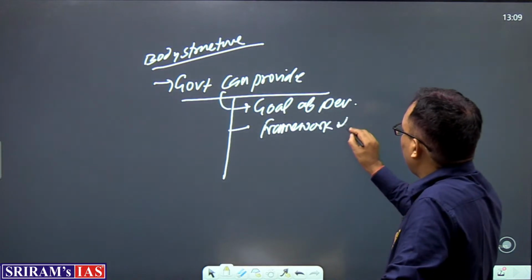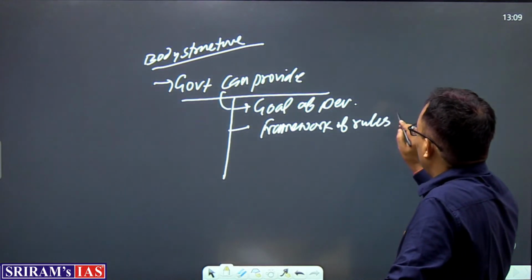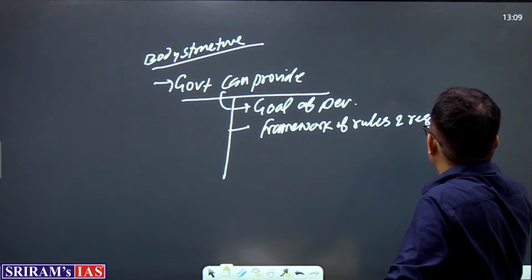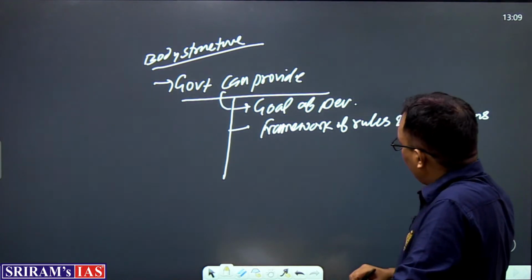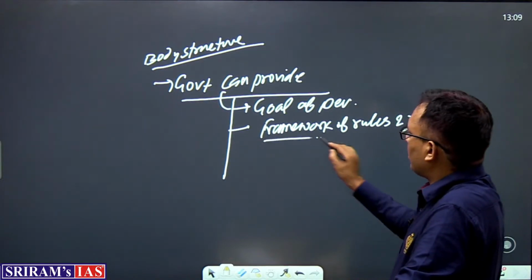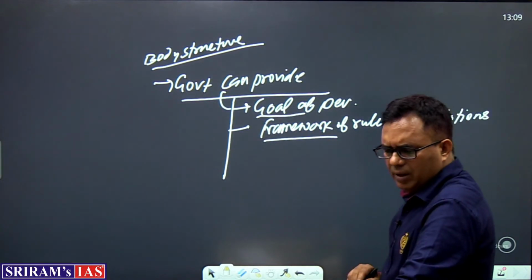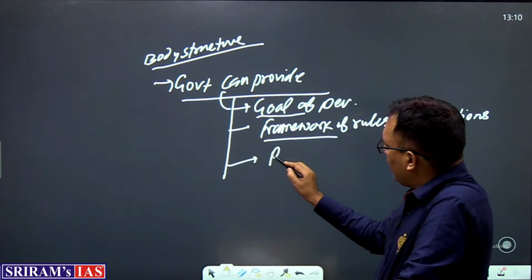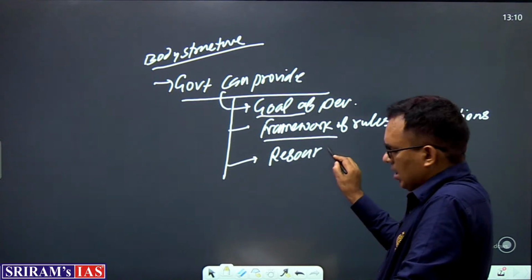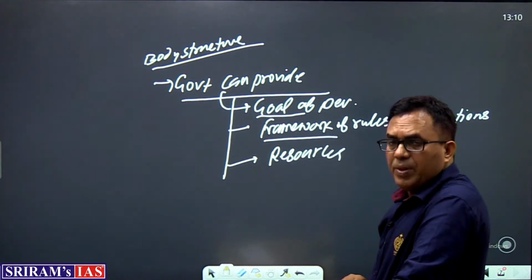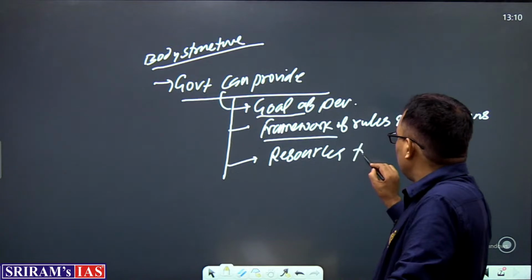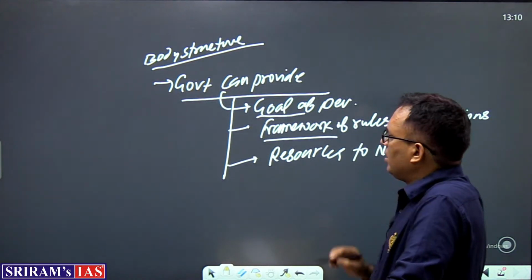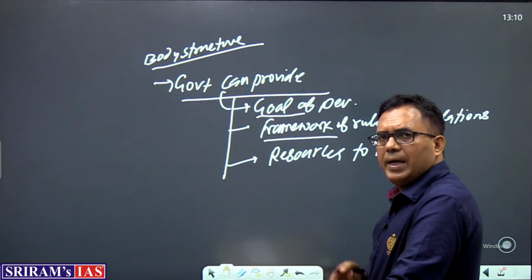a framework of rules and regulations. This is very important. So the goal is given and the rule is given. And third, sometimes government can also provide resources, at least to NGOs. It can provide resources to the NGOs.